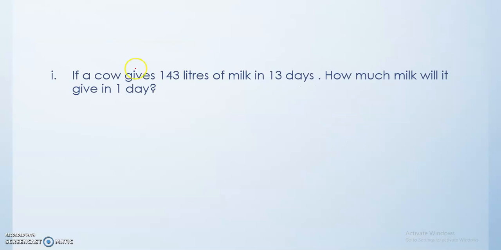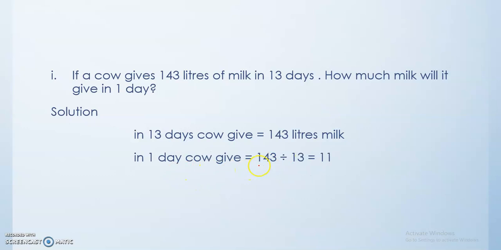Now part C, if a cow gives 143 liters of milk in 13 days, how much milk will it give in 1 day? Again we have to find the information about 1 day. So we just divide the information. In 13 days, the cow gives 143 liters of milk. So in 1 day, the cow gives 143 divided by 13. And how can we divide it? 143 divided by 13.